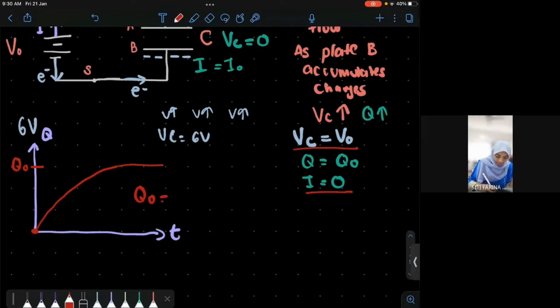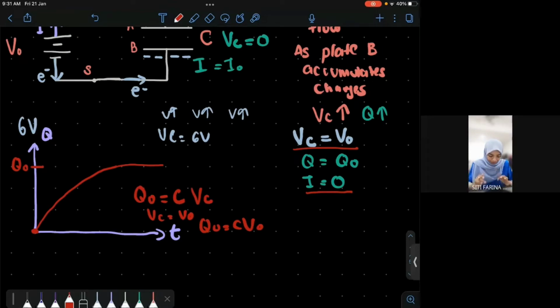Okay, akan sama dengan whatever the value of the capacitance is, darab dengan nilai V across the capacitor. V across the capacitor at the point of fully charge, Q sama dengan Q0 adalah V0. V from the power supply. So VC sama dengan V0, so Q0 akan sama dengan C V0. V0 dekat sini adalah value of the power supply. Voltage from the power supply. Okay? Faham?